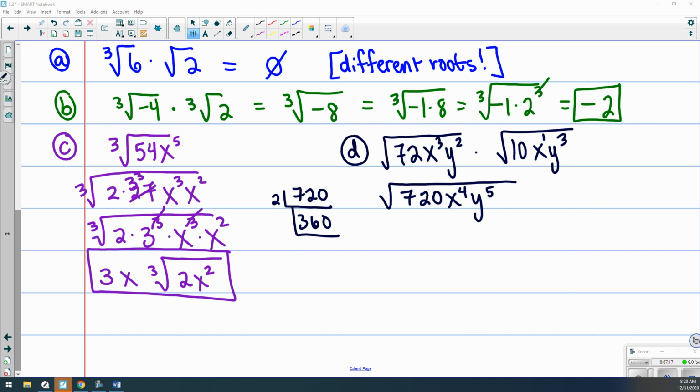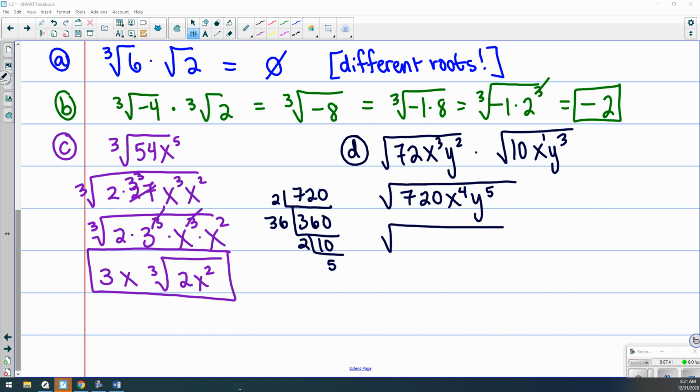What else do I know? Well, what do I do? I'm going to go 36 and 10. Now this goes against all the rules because I did not use a prime number there. 36 is not a prime, but 36 is a perfect square. Okay, so check this out.